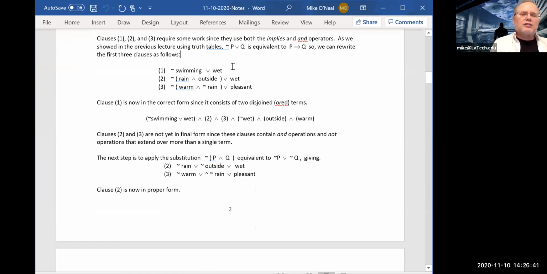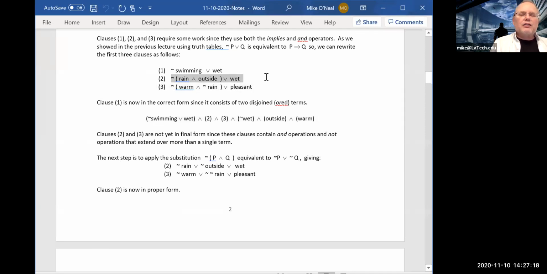So let's look at these things. 1 now is in the right form. It is a disjunction. It is an or of 2 terms where one of the terms is negated. So you can have negated terms, but it's only propositional variables that can be negated. So not swimming or wet is fine. So right now we've got not swimming or wet and 2 and 3 and not wet and outside and warm. Okay, but what about these 2 guys here?